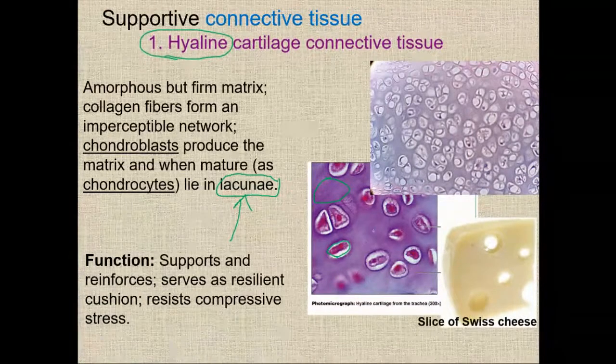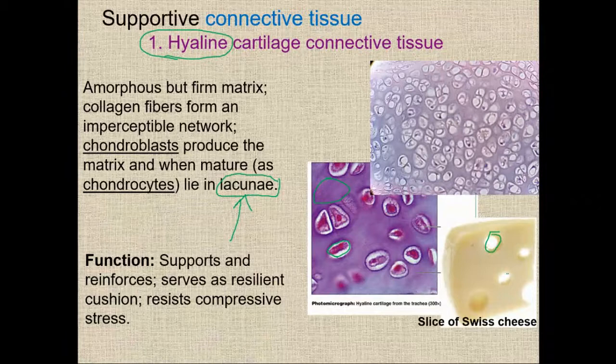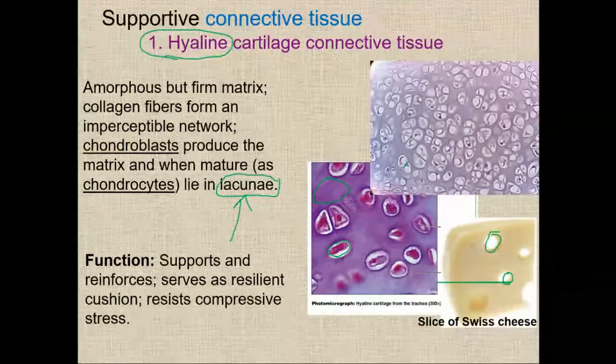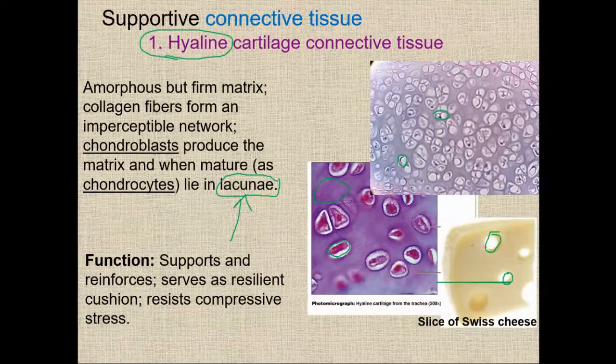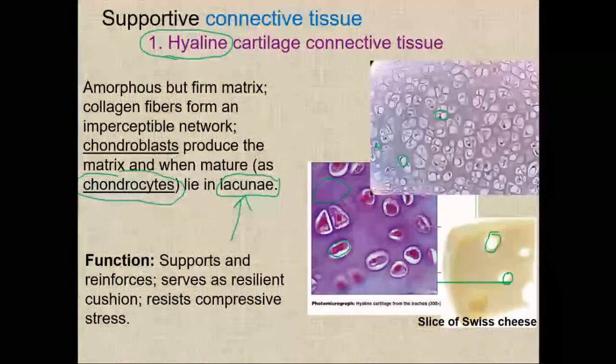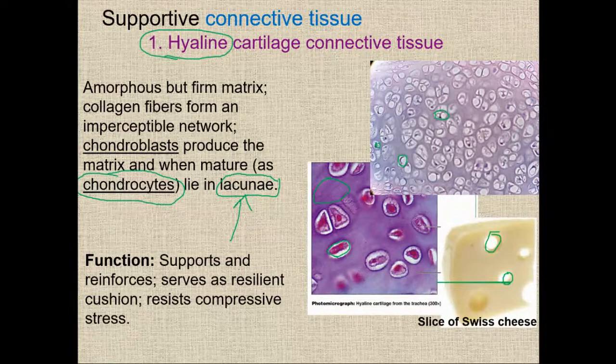Because, of course, these tissues being so hard, the cells themselves would be smashed if there weren't spaces, holes, in which they can be accommodated. And so you see how this looks in real histology. All these are lacunae, and inside of them there are the cells, okay? And these are the chondrocytes, the type of cells that are typical of cartilage.